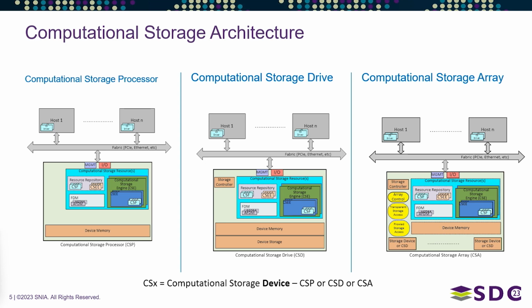So what are all these things? Starting with the computational storage processor on the left, this is a device that does not have any storage, but it connects up to the storage bus and can perform operations on the data that can be accessed across that fabric. In the middle, the computational storage drive. This is a traditional drive that you may be familiar with, with additional compute capabilities. And then over on the right, we have the computational storage array. You can think of this as a traditional array with compute capabilities.